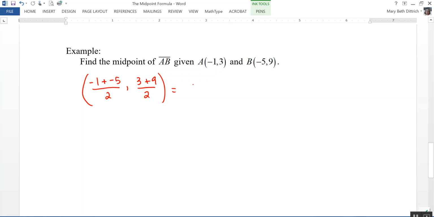So now we just need to simplify that. That's going to give me -6 over 2 and 12 over 2, or (-3, 6). So the point (-3, 6) is the midpoint of segment AB. So in this video we took a look at how the midpoint formula is derived, and then how to use the midpoint formula given 2 points.